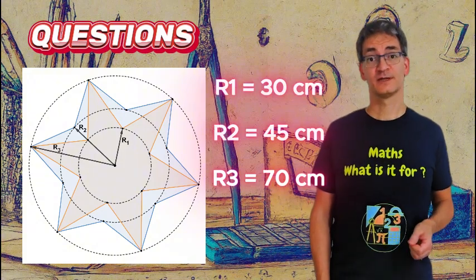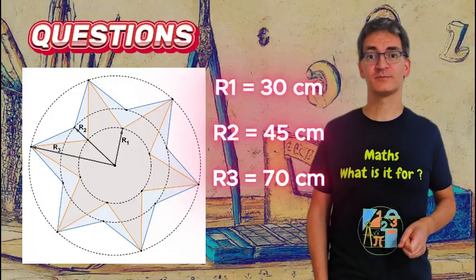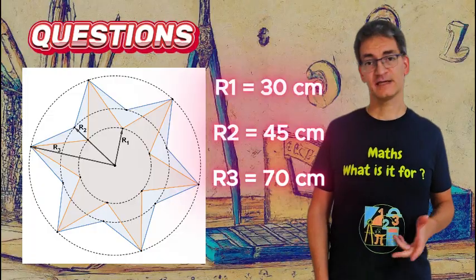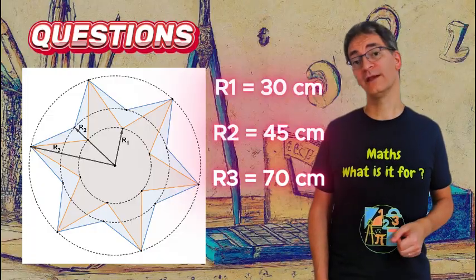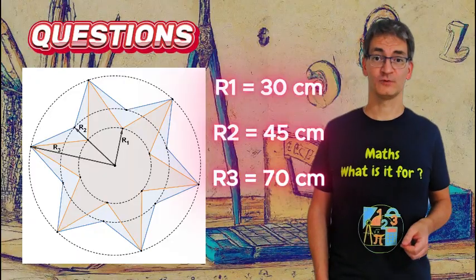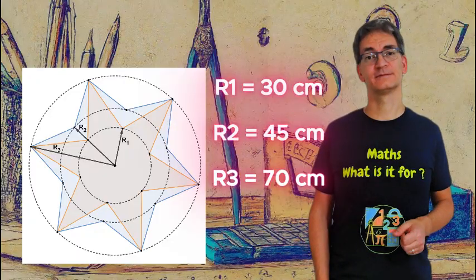First question, what is the area of the orange part of this pattern? The second question, what about the blue one? And the last question, what about the whole design?